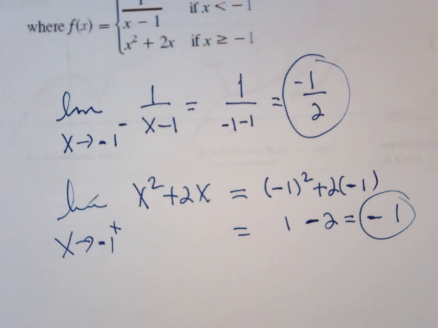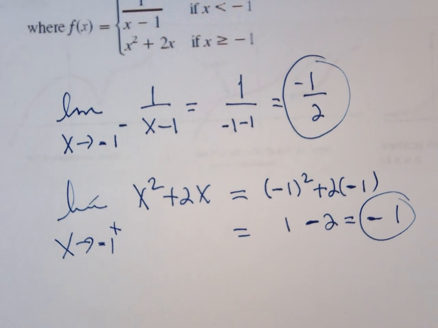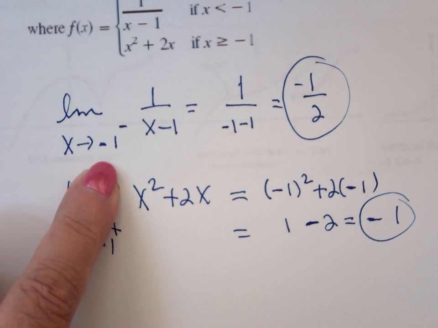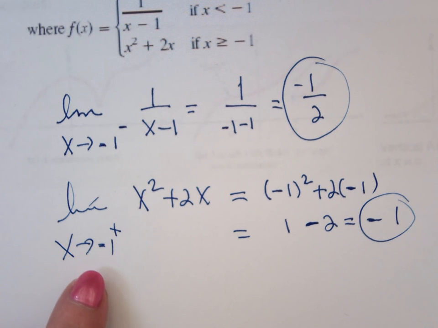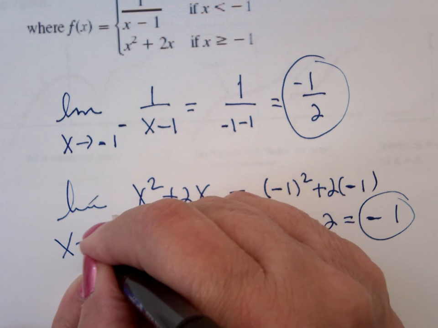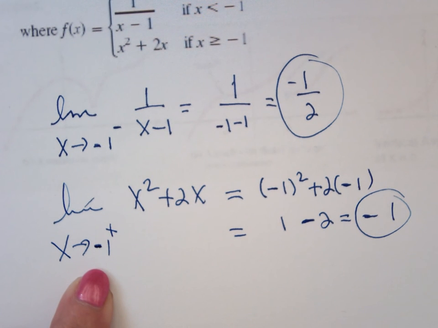Does that mean negative 1 as x approaches negative 1 from the left? From the right. Oh, from the right. Yeah. Oh, sorry, I'm reading that wrong. Big old negative 1.